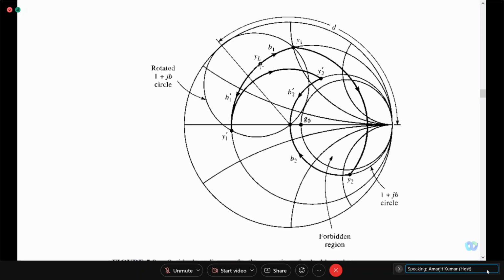So from YL, we have to reach the rotated 1 plus JB circle. Here is the center of the Smith chart. We have reached Y1 here. Is this the only solution? No, other solution also we have. This is Y1, Y1 or Y1 dash. Then what is B1? That B1 we can calculate. And for this, what is B1 dash? Y1, B1, Y1 dash, B1 dash.